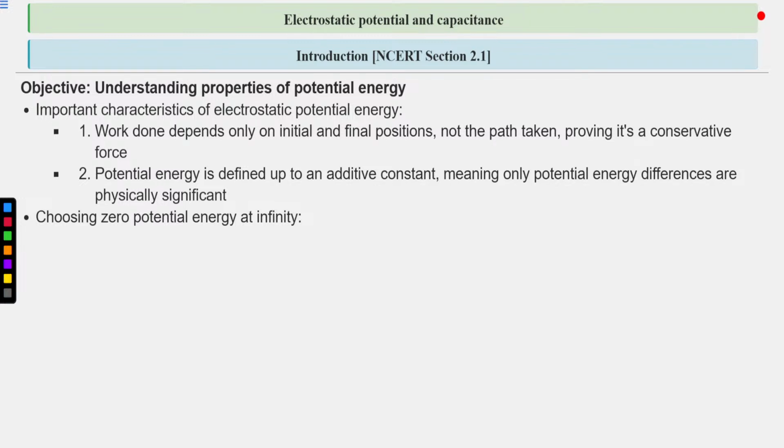Now, what are we taking as reference here? Choosing 0 potential energy at infinity. Now we are taking 0 potential at infinity. This is the reference. In gravitation, we took potential energy as 0 at the center of the Earth. Now we are choosing 0 potential energy at infinity. So the reference we can define as we like, but the physically significant term is potential energy difference, which remains constant even if the reference point changes.